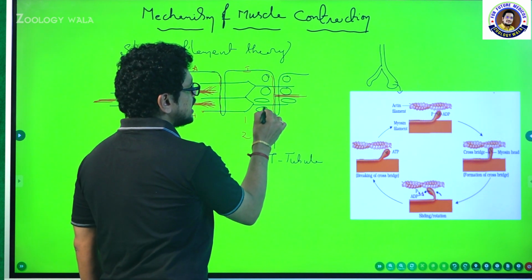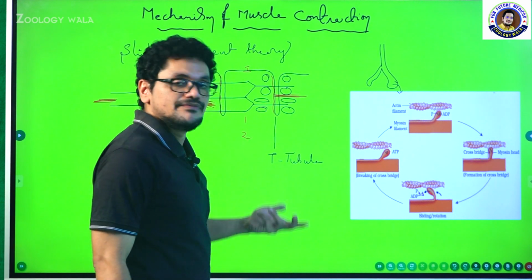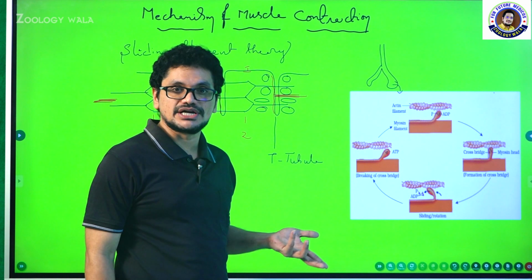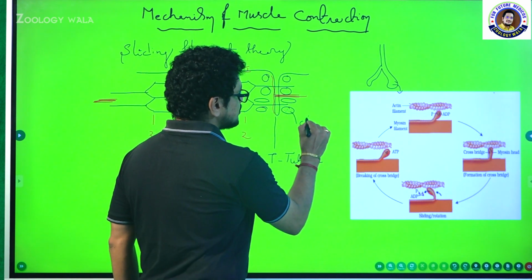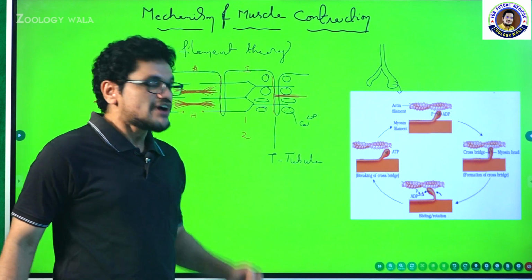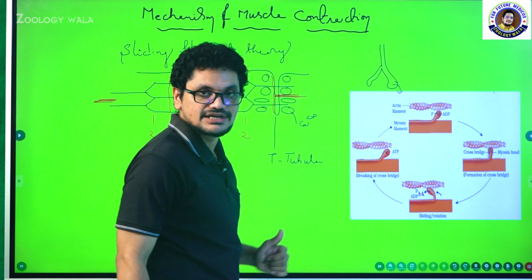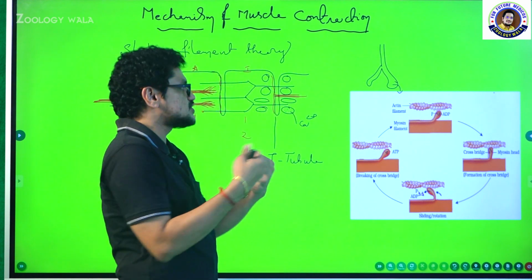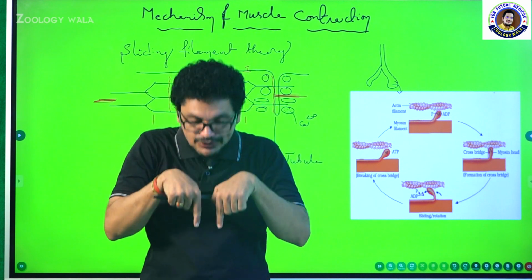This is an area where the sarcoplasmic reticulum, sarcoplasmic cisternae, are present. Cisternae are the storehouses of calcium ions. Here calcium ions are present. So whenever the nerve cell gives the signal, that signal is first taken by the sarcolemma. Sarcolemma will take that signal and give it to the T-tubule.